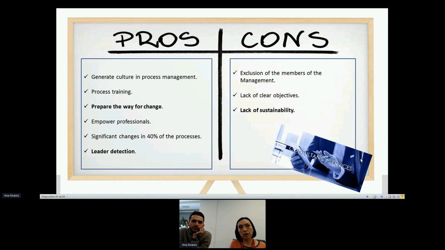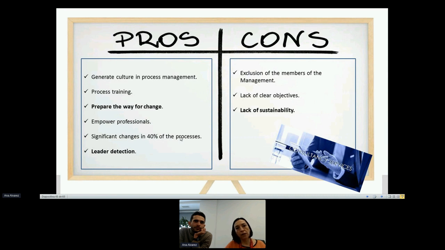But it also had some cons. One was that the members of the management were out of the process, and it's really difficult to manage a hospital if you are out of the process you want to improve. So it was a little bit strange way of working, but it was their way of working. They didn't have clear objectives, probably because of that. We, as managers, were out of the process, and it was difficult to find out what the objective for the team was. And there was another con that is important for us, which is the lack of sustainability in the processes they began, because when they leave, they don't care if it goes on or not.